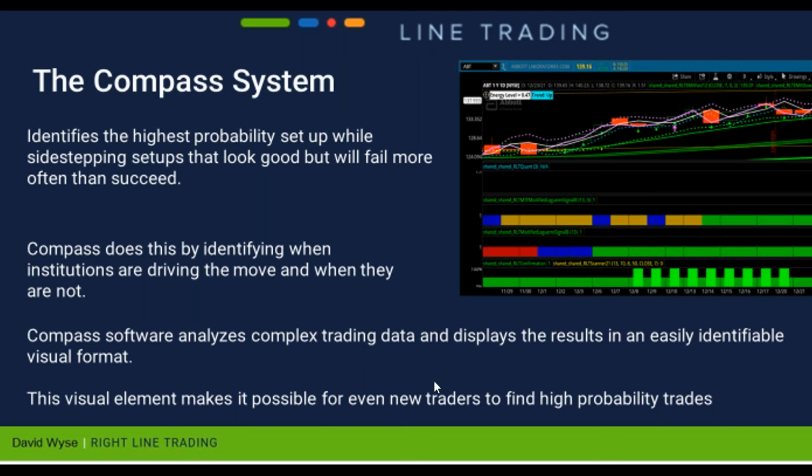Even for a new trader, you can see a high probability trade setup. A new trader can see, using the compass system, very quickly whether that's a bullish trade that can be traded, or a neutral trade, or a bearish trade that can be traded. You can see that just by looking at the colors. All right, and we have multiple indicators that we'll go over and show how that works.